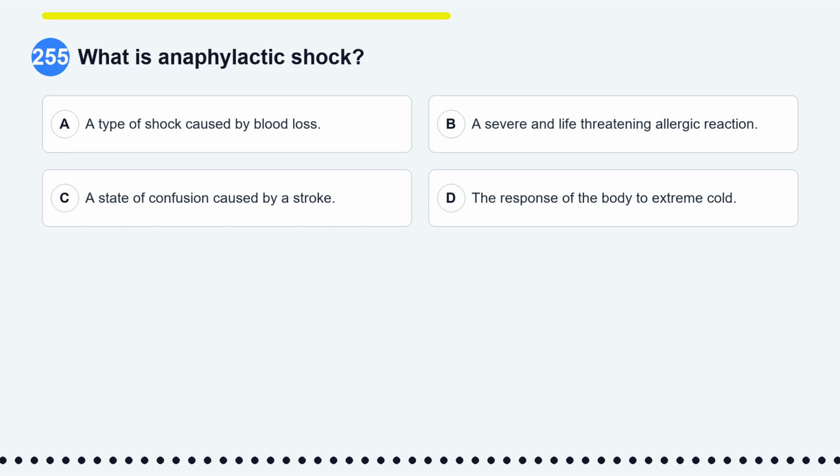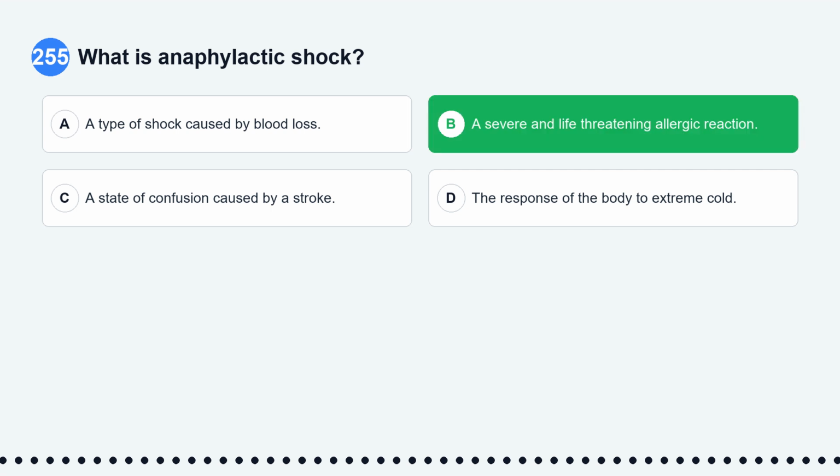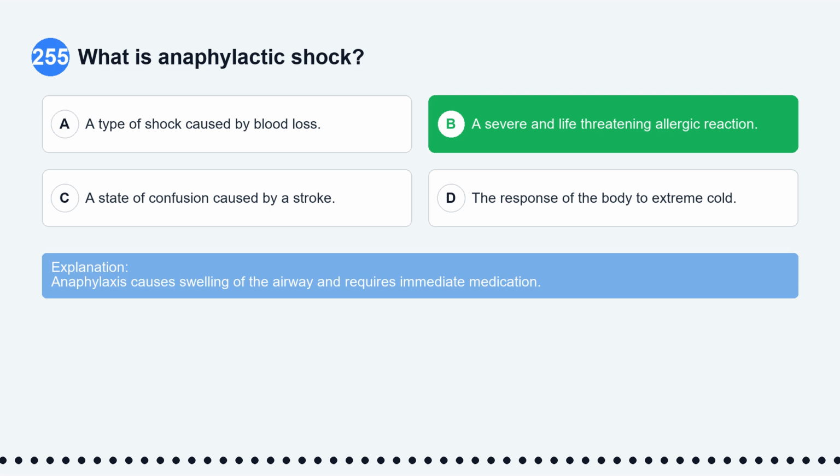Option B, a severe and life-threatening allergic reaction. Option C, a state of confusion caused by a stroke. Option D, the response of the body to extreme cold. The correct answer is option B, a severe and life-threatening allergic reaction. Anaphylaxis causes swelling of the airway and requires immediate medication.